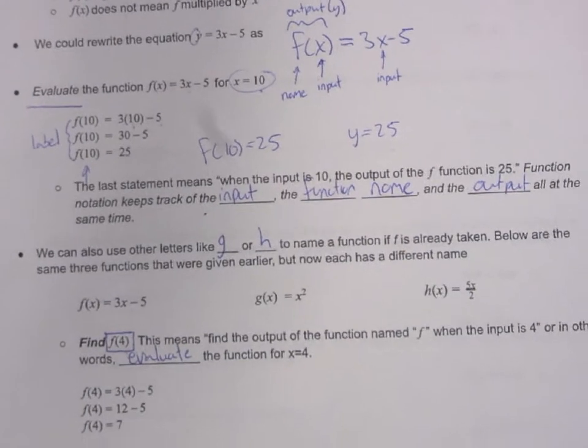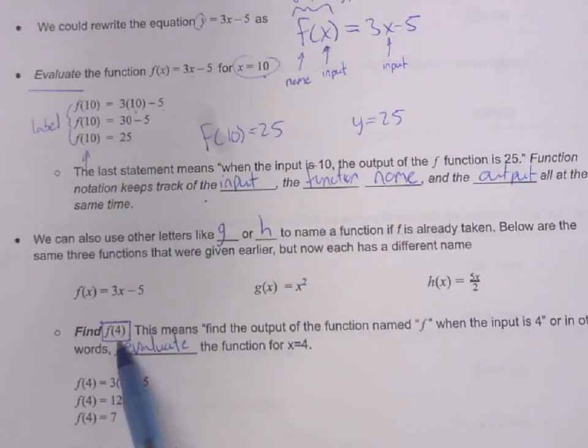So what we would do here is we would take 4, that's our input, and we would put it in the function. We take this function, we put a 4 here and a 4 here, and that's what we got right here.